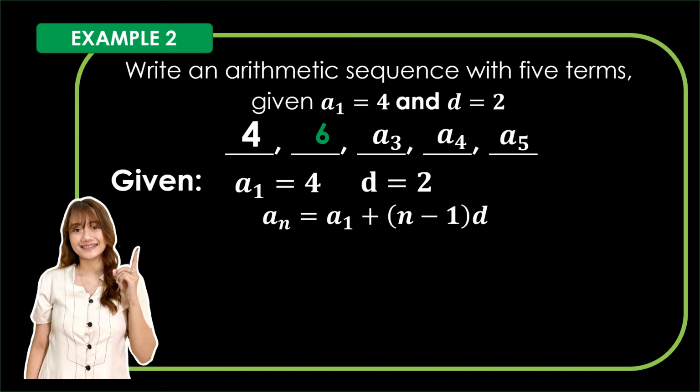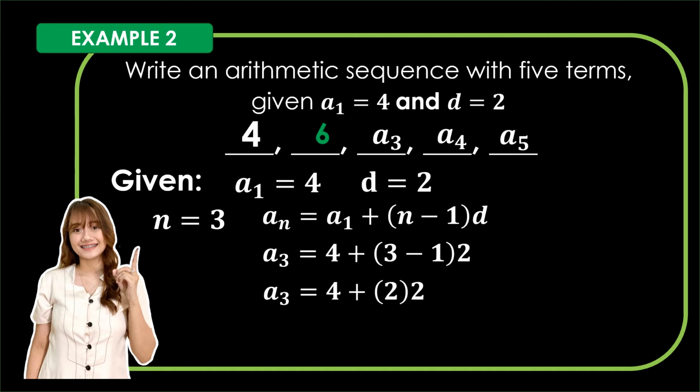Now let us find a sub 3, which is the third term. So we now have our term's location, n equals 3. Now, substitute the given values to our formula. We have a sub 3 equals 4 plus the quantity 3 minus 1 times 2. Following the PEMDAS rule, we have a sub 3 equals 4 plus 2 times 2.